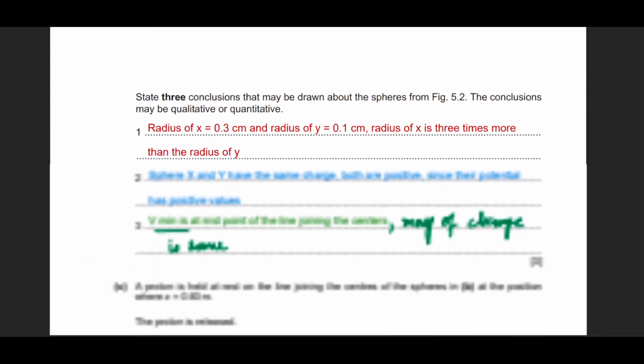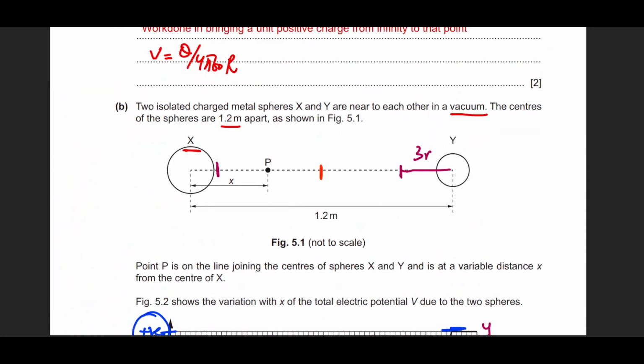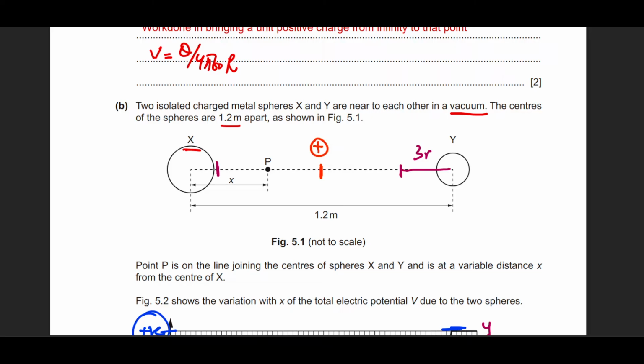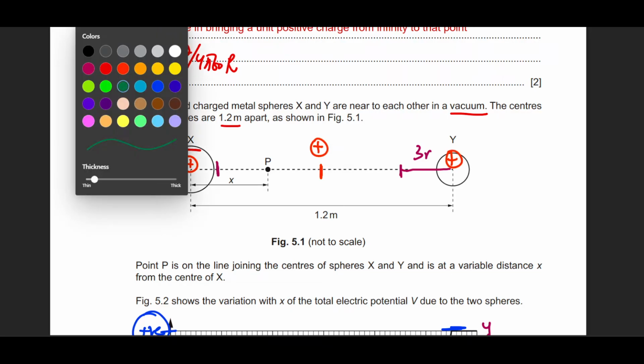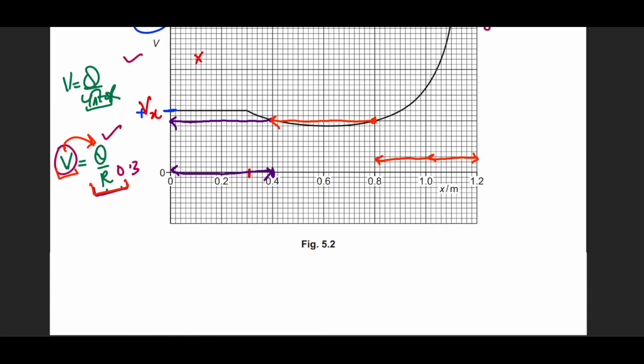All right. So he says that a proton is held at rest on the line joining them. He says that the proton is held at 0.6, exactly the center, where we have a positive charge. We understand that these are also positive charges, as concluded in the previous part, right? And we also know that the value of charge, let's say if this is 50 nanocoulombs, this is also 50 nanocoulombs. They have the same charges.